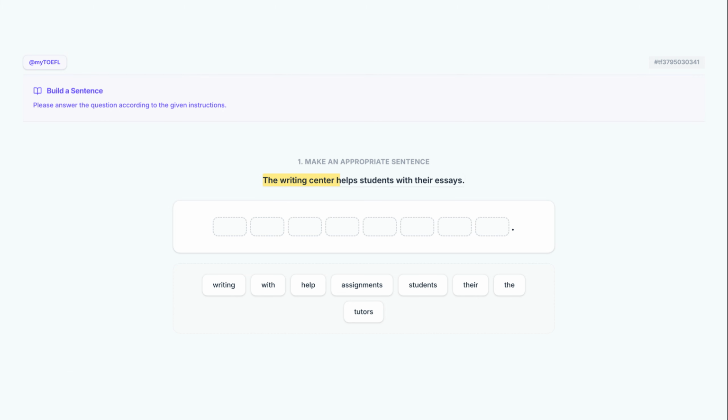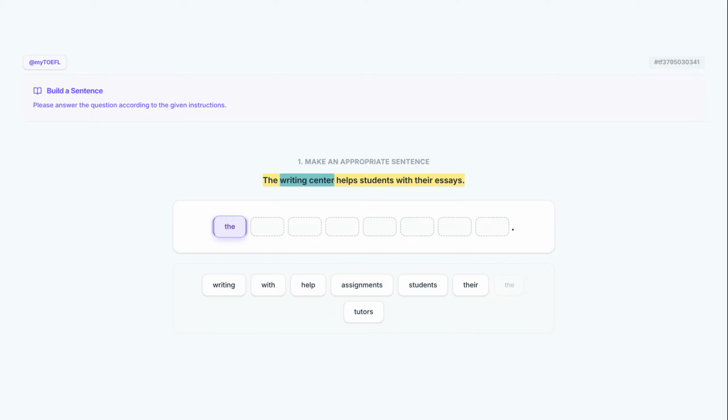The Writing Center helps students with their essays. The context sentence explains how the Writing Center provides a specific service to learners. Because the first sentence focuses on students getting help, we should expect the following sentence to identify the specific people performing that action. Now, let's arrange our scrambled words to form the correct sentence.